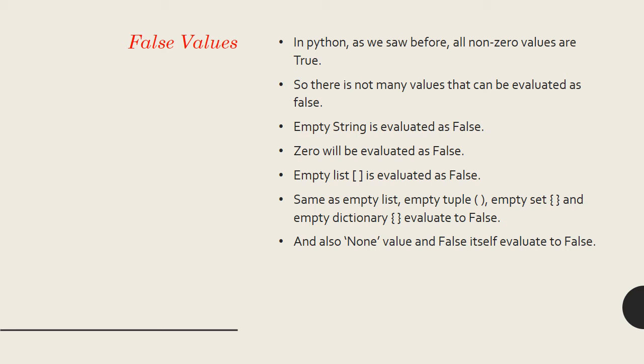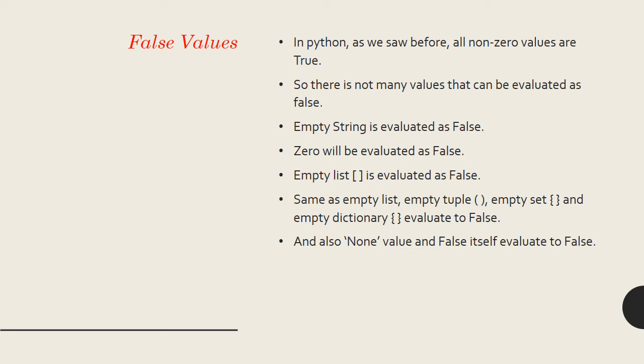Now let's see what are the false values in Boolean data type. In Python, as we saw before, all non-zero values are true. So there are not many values that can be evaluated as false. Empty string is evaluated as false. 0 will be evaluated as false. Empty list is evaluated as false. Empty tuple, empty set and empty dictionary evaluate as false. And also None type of data and False itself evaluated to false type of values.